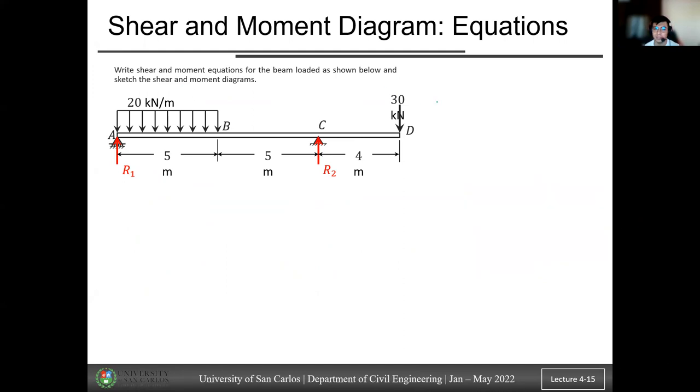So for segment AB, shear is equal to, and then moment AB, and then segment BC. So you have shear BC, and then moment BC, and lastly is segment CD. Then you have shear at CD, and then moment at CD. So this one is just 30 kilonewtons. This one is negative 30x. Is that right?